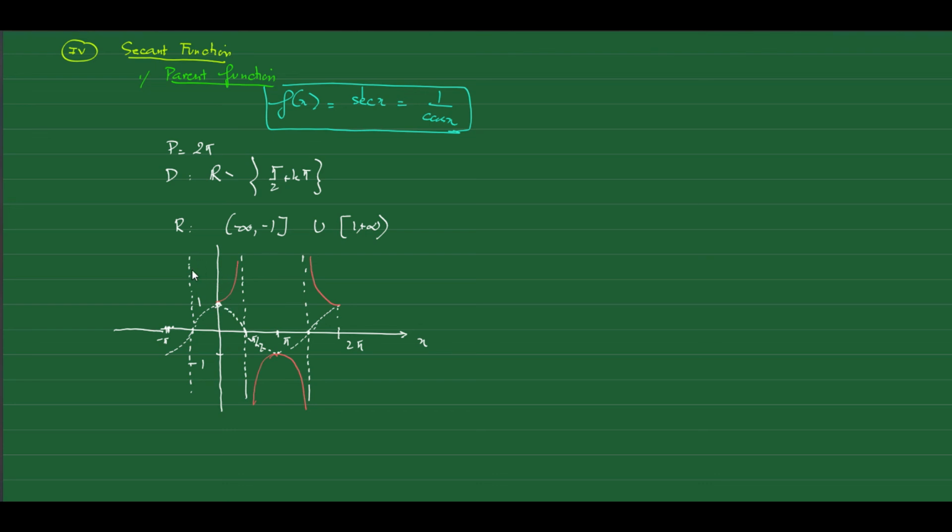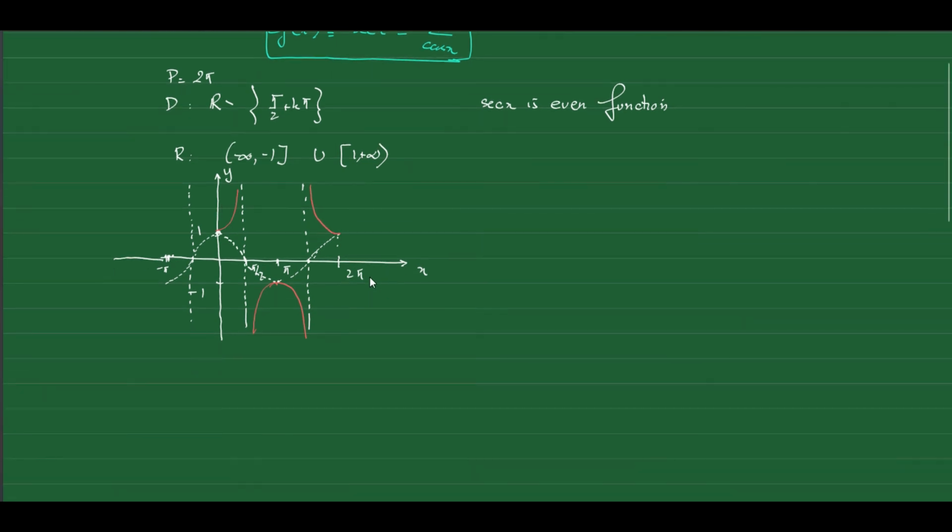So that's why I said it's still symmetric about the y. So this is an even function. Secant of x is an even function because it's symmetric about the y axis. Okay, so that's what it is.